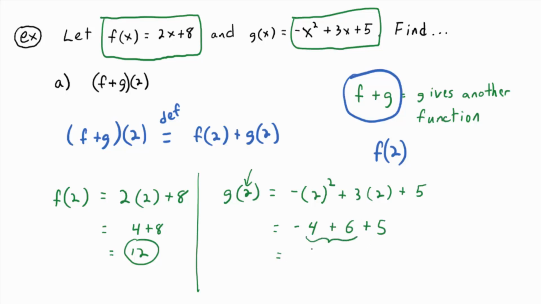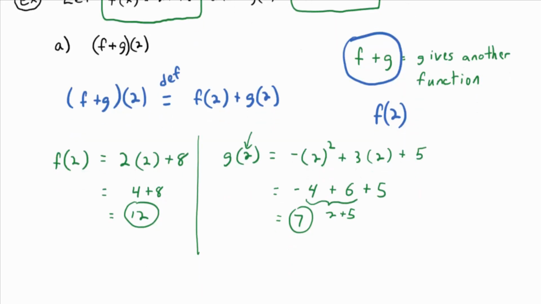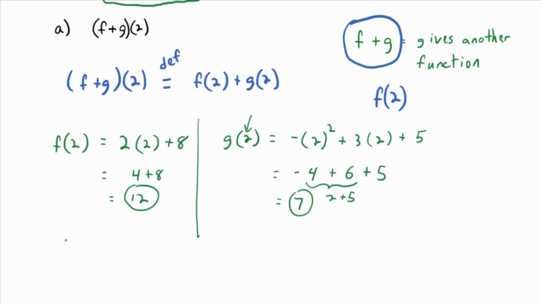Well, yeah, it might be easier to go negative 4 plus 6 first, which is 2, plus 5 is 7. So long story short then, f plus g of 2 is 12 plus 7. It's f of 2 plus g of 2, which is 12 plus 7, or 19. Does that make sense to you? It's not bad, right? You've seen worse. Okay.